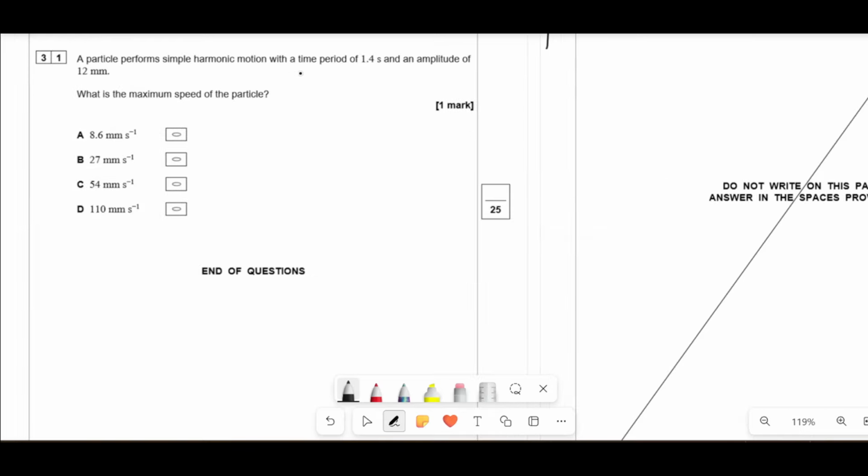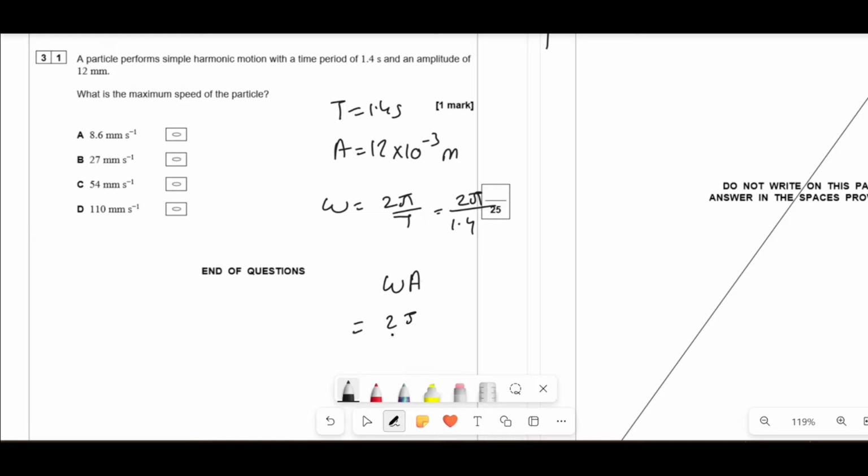Okay, so a particle performs simple harmonic motion with a time period of 1.4 seconds and an amplitude of 12 times 10 to the minus 3 meters. Okay, so angular speed omega is 2 pi over T, remember, which is going to be 2 pi over 1.4. Cool. And we know that the maximum speed is going to be omega A, which is just going to be what we just worked out there, 2 pi over 1.4 times its amplitude, which is 12 times 10 to the minus 3.